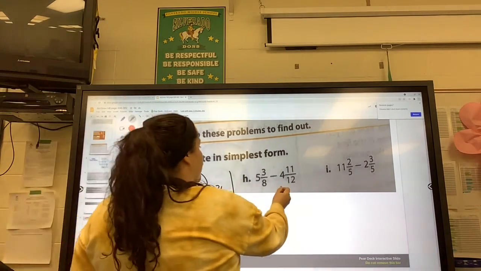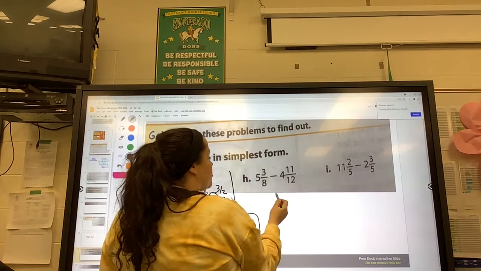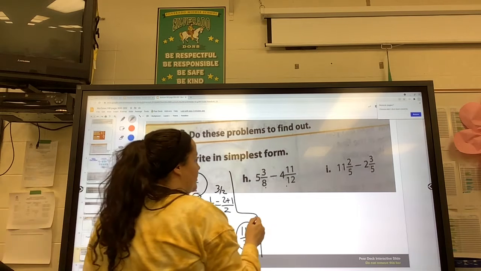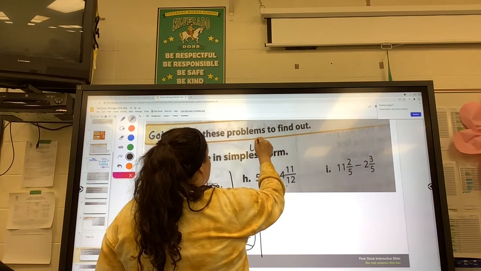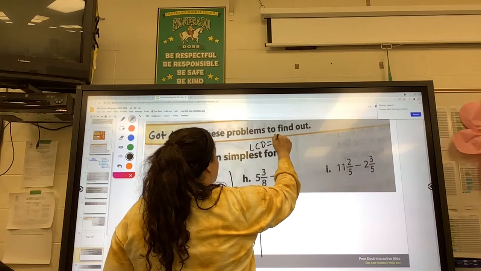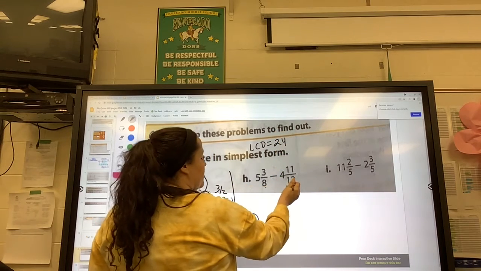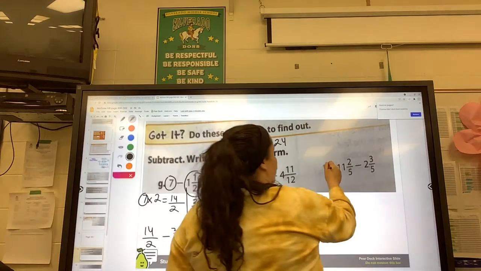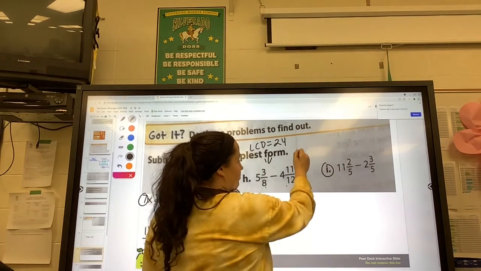Let's stop here. I'm not going to do H. You can try and convert these both to common denominators. I'd suggest using the least common denominator of 24. That's 8 times 3 and 12 times 2. So that would be for these problems, and you'd have to convert them. We're going to go through I together, okay?